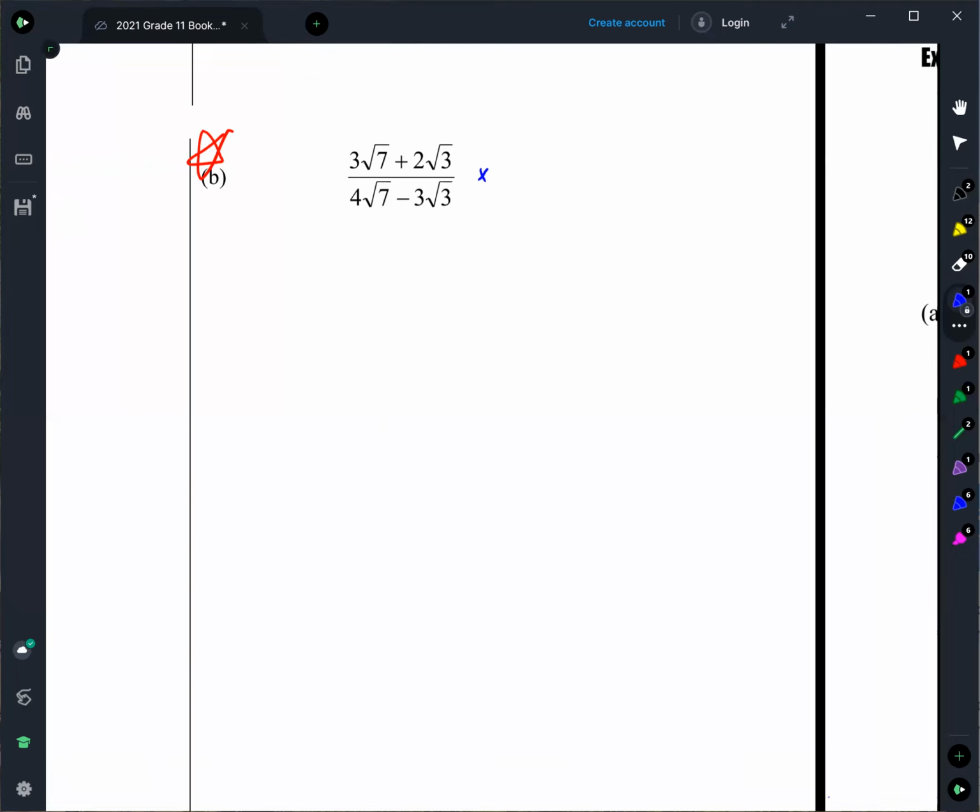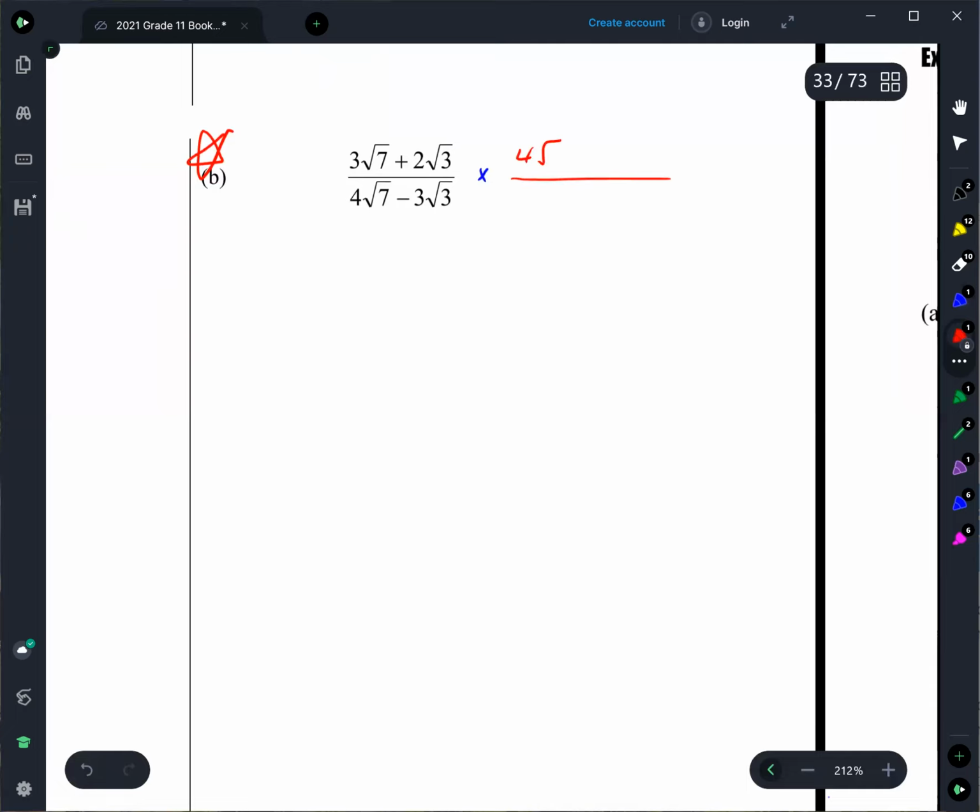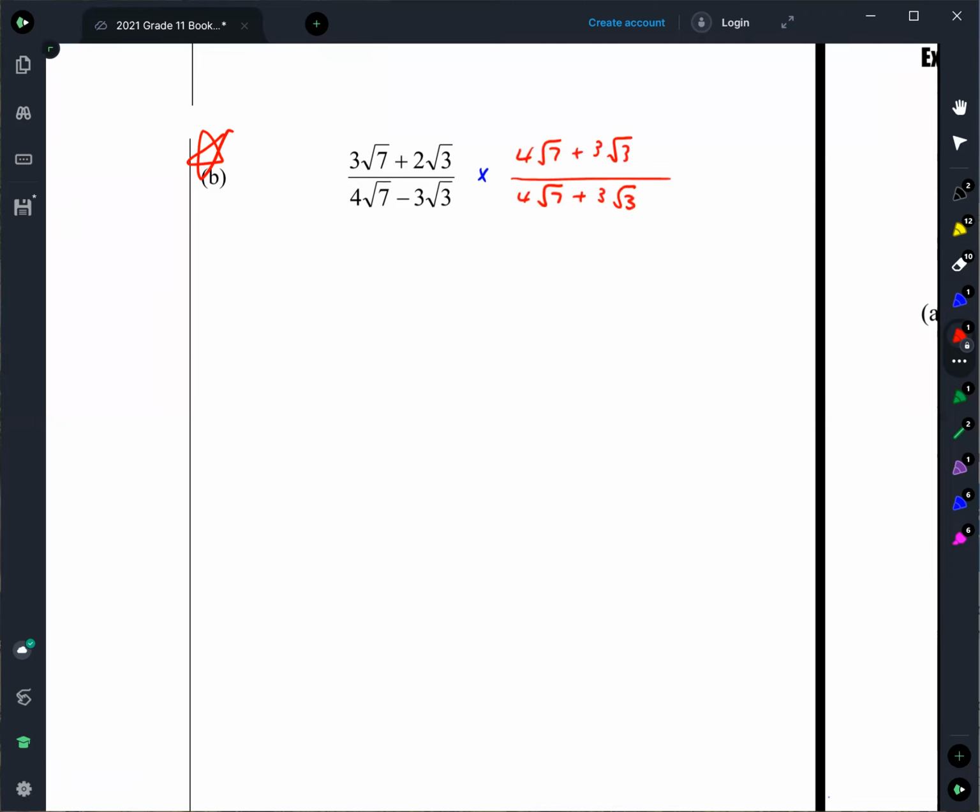Okay, Tony, what do we need to multiply with for this one? We need to multiply 4 root 7 minus 3 root 3. I mean, plus 3 root 3. Okay, yeah. So depending on the question, you need to do the opposite. Right, continue. Are you almost done, Tony? Yeah, I'm almost done.